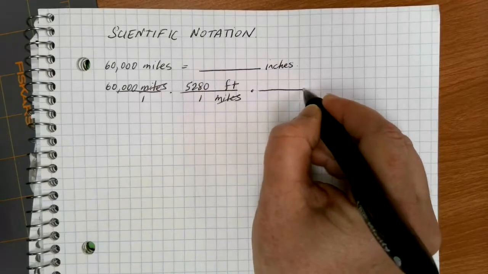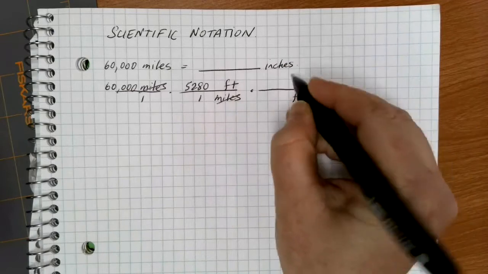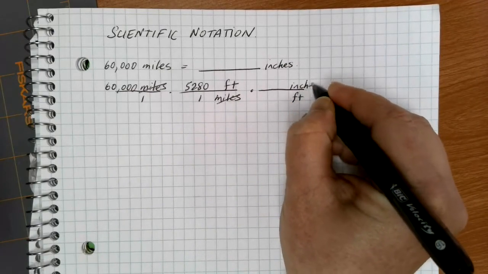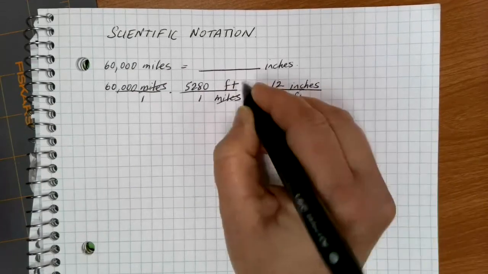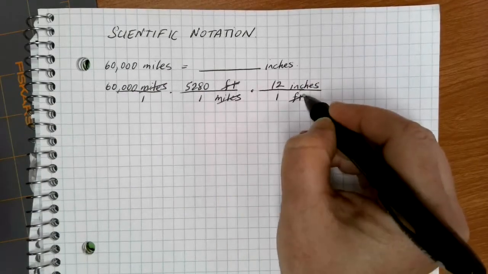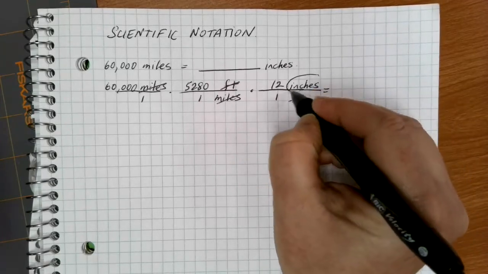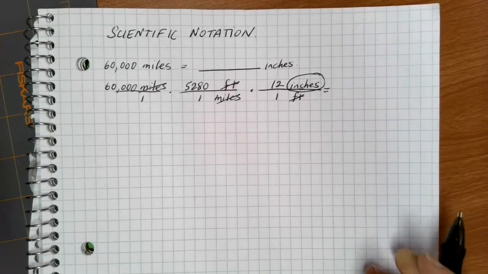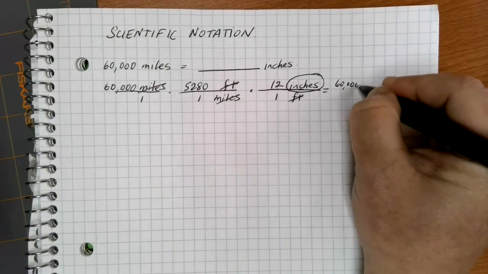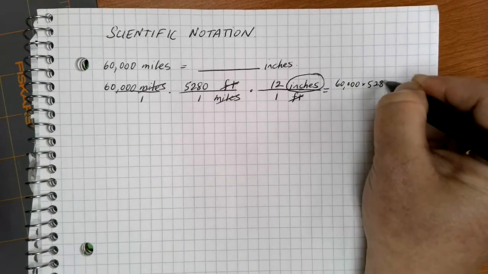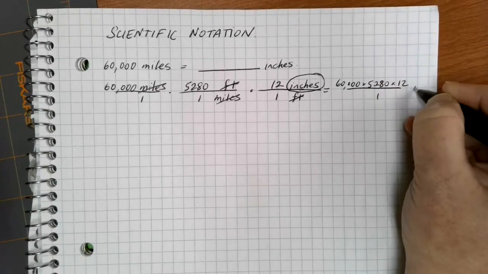I still want inches. Feet are on the top, so I'm going to put feet in the denominator. I want to change to inches, and I know that there's 12 inches in 1 foot. The feet units divide out, and I'm left just with inches as the only remaining unit in my problem. To get my answer then, I'm going to have to do 60,000 times 5,280 times 12 and divide by 1 in order to get my answer in inches.